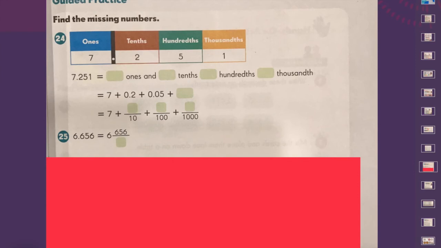Looking at this number, remember whenever we see a decimal point, we say the word "and." So we would read this number as 7 and 251 thousandths. In this number, there are 7 ones, 2 tenths, 5 hundredths, and 1 thousandth. If we wanted to show this in expanded form with decimals, we would say 7 plus 0.2 plus 0.05 plus, think it in your head, 0.001. That's 1 thousandth. If we were to represent it in fractions as expanded form, it would be 7 plus 2 tenths, 5 hundredths, 1 thousandth.